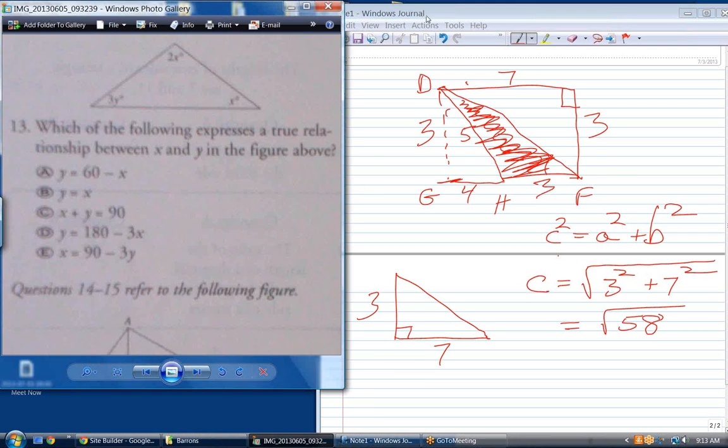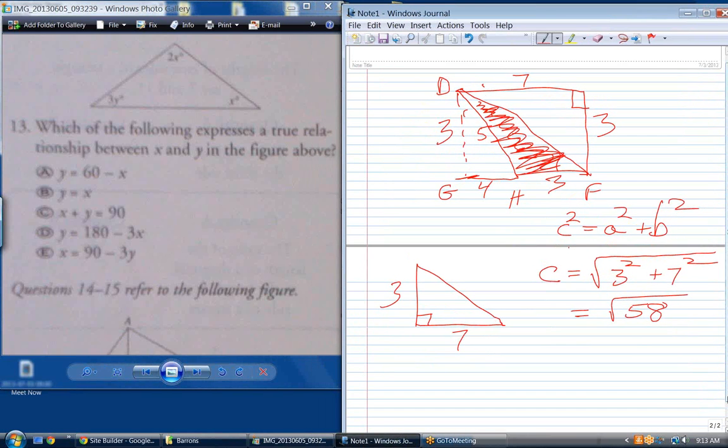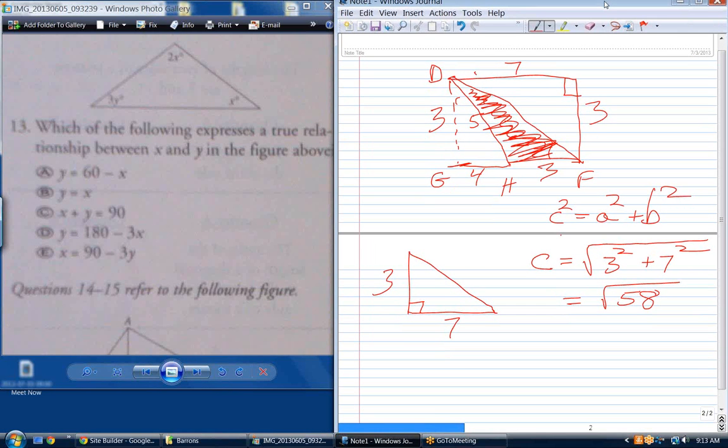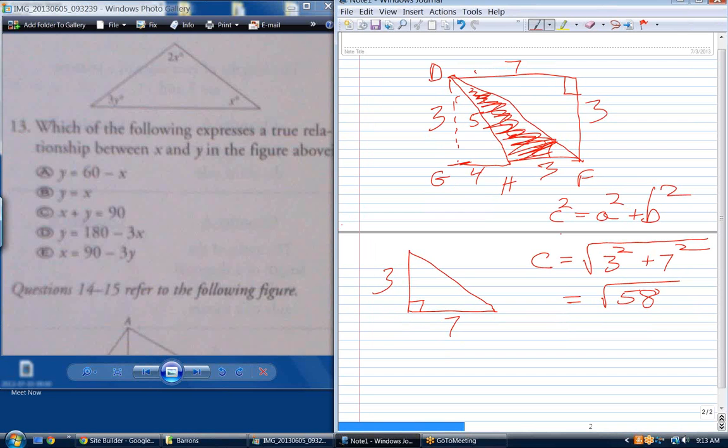Oops, hold on. I'm trying to move this over. There we go. Hold on. Let me use my mouse to do it. I have more control with it.